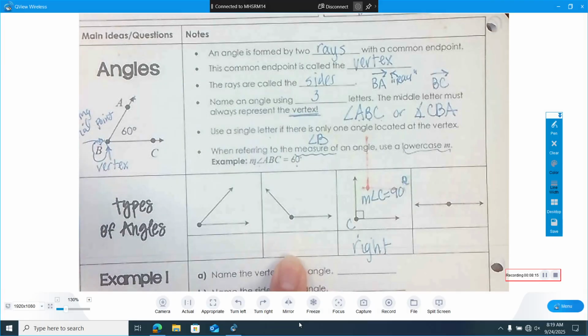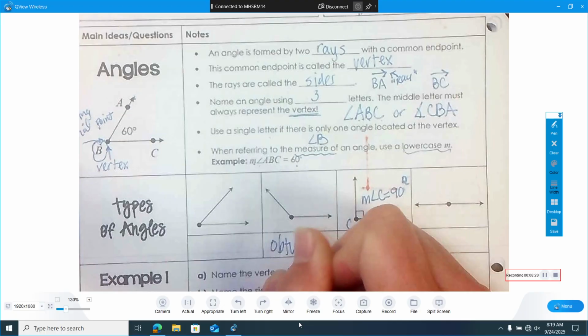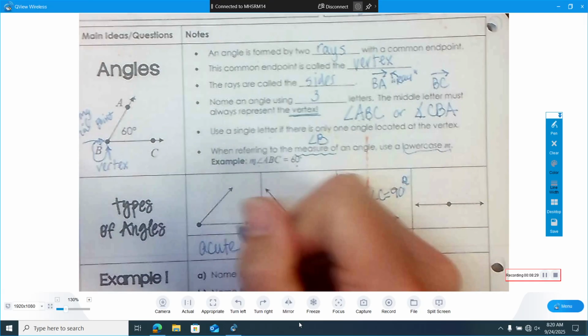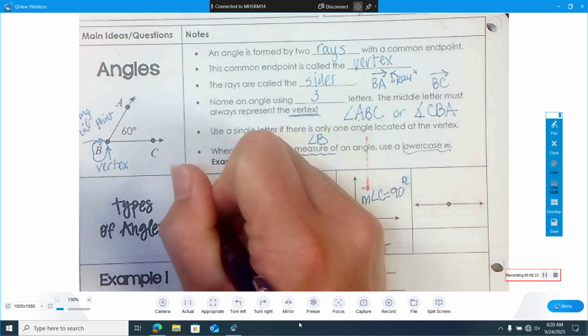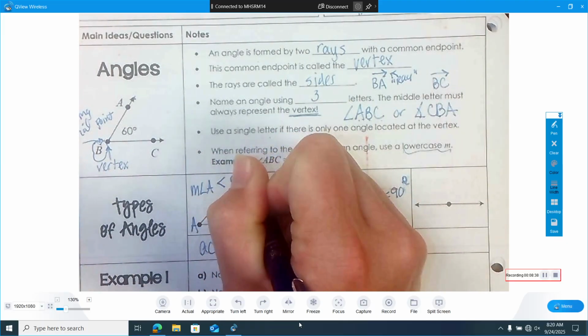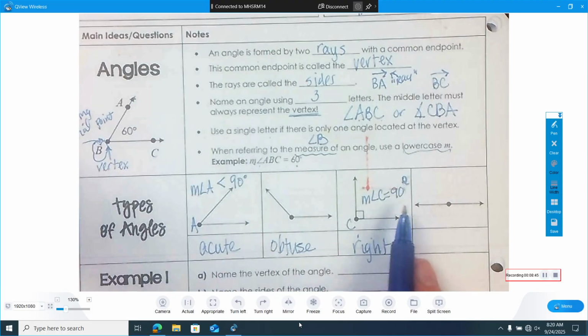What's this angle called? Obtuse. And what's this angle called? Acute, A-C-U-T-E. And what's the measure of an acute angle? Less than 90 degrees. So I'm going to say this is angle A here. The measure of angle A is less than 90 degrees. Could I put less than or equal to 90 degrees? No, because 90 degrees is a right angle. So we definitely don't want to equal 90 degrees.